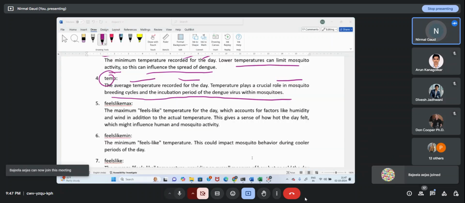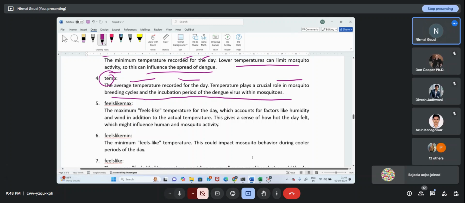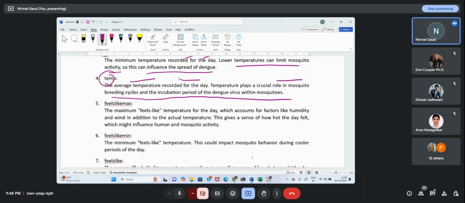So we are seeing how the mosquito develops with this temperature. There's an impact of temperature on the process of the dengue virus and the Aedes mosquito.